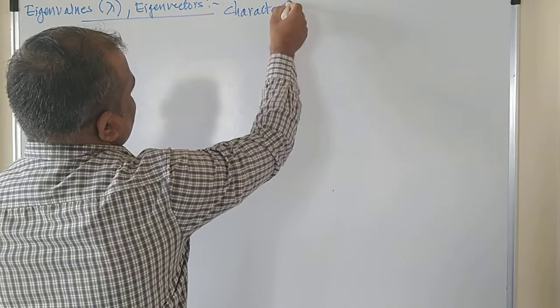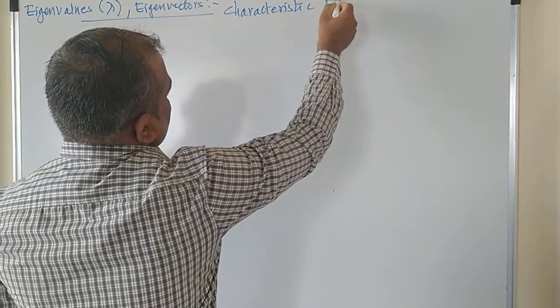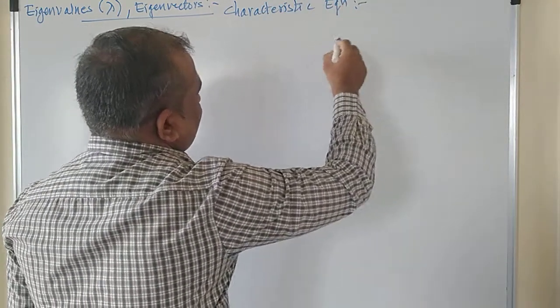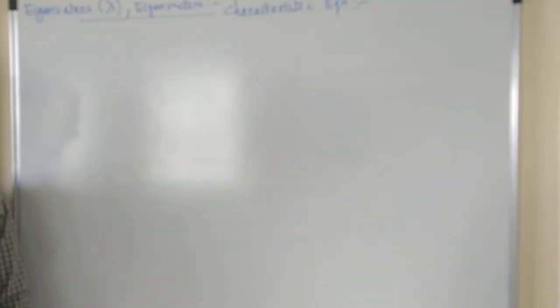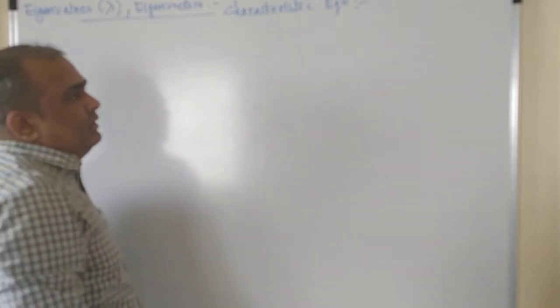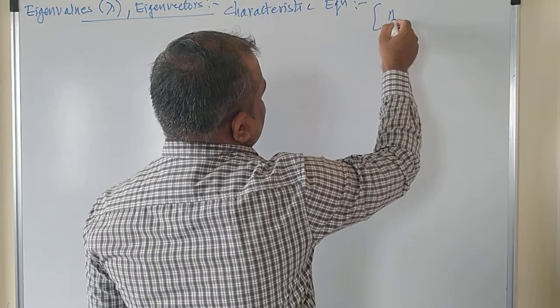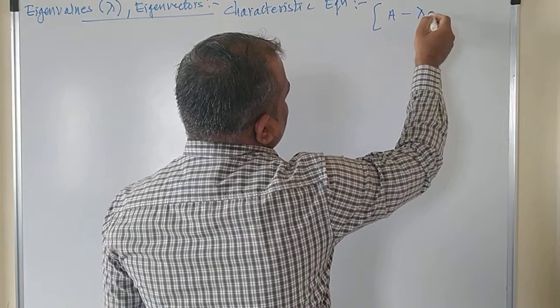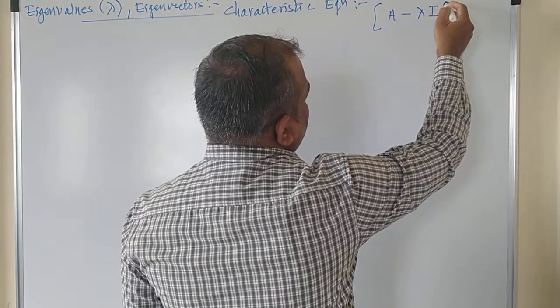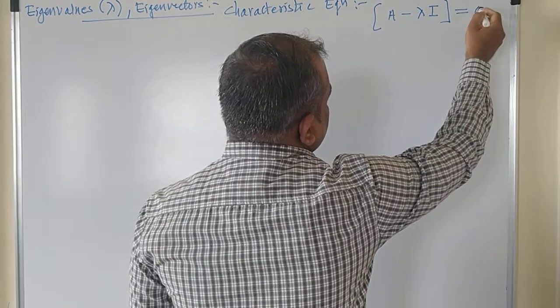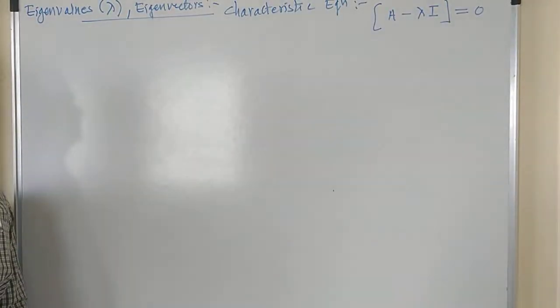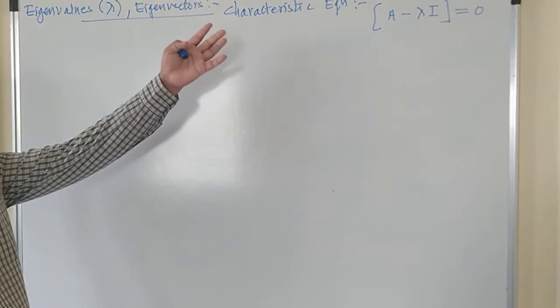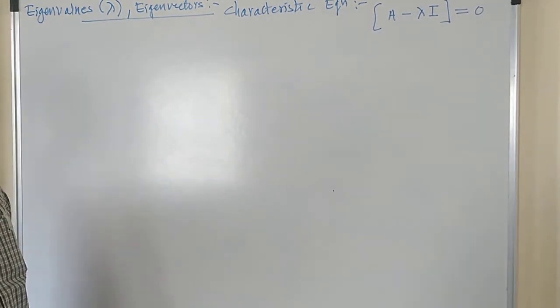Characteristic equation. You are familiar with this characteristic equation, right? By using the characteristic equation you can find the eigenvalues, and the characteristic equation is the matrix minus eigenvalue into the identity matrix. If you equate this to zero, you can calculate the eigenvalues of the given matrix. And if the eigenvalues are known, then we can calculate the eigenvectors.